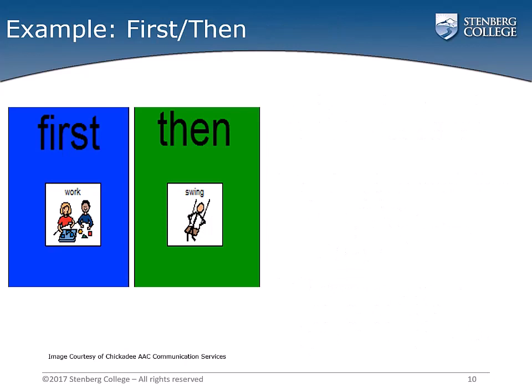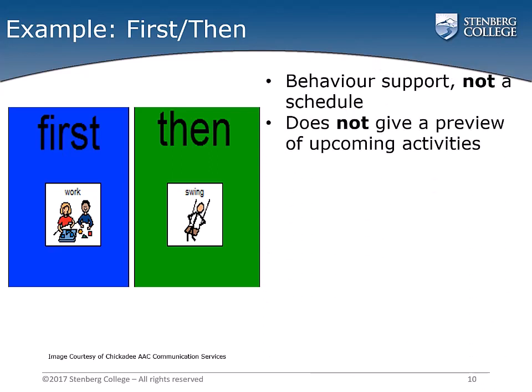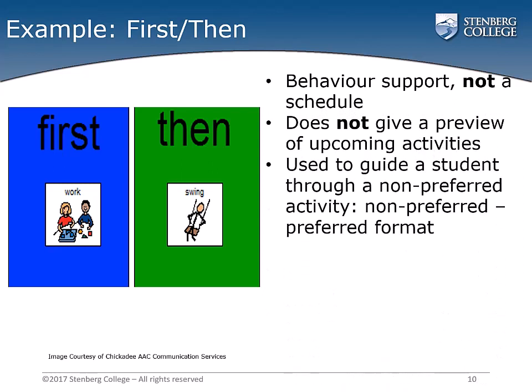A first-then pocket is also used to visualize the giving of directions. It is important to note that this is not a schedule. It does not give a preview of activities. Rather, it helps a student accomplish an unpreferred activity and follows the format of unpreferred, preferred. This first-then pocket shows that a student must first complete a work task before he can go to the swing.